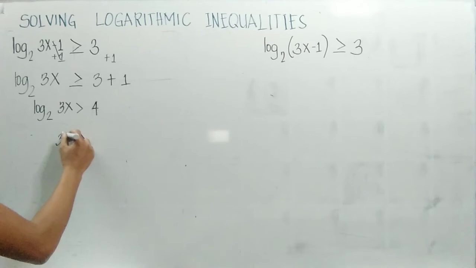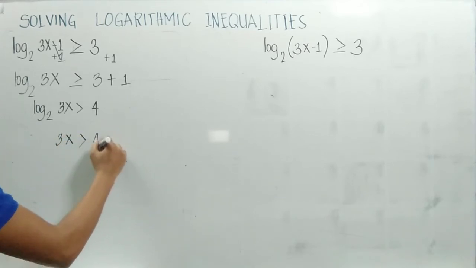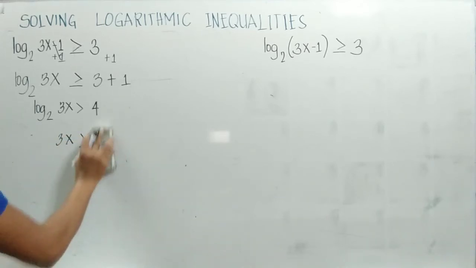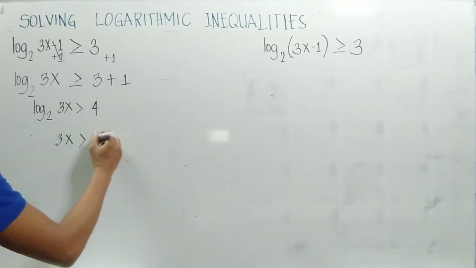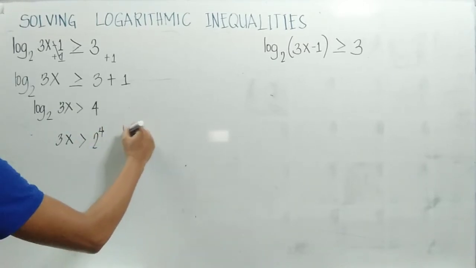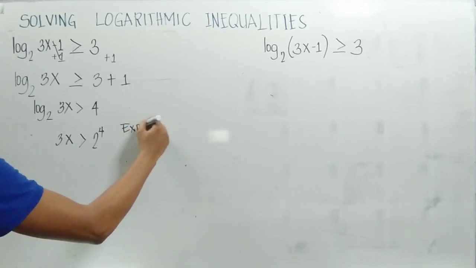Computing, we have 3x is equal to 4. Sorry, so our base is 2 and the exponent is 4. This is writing your logarithm into exponential form.